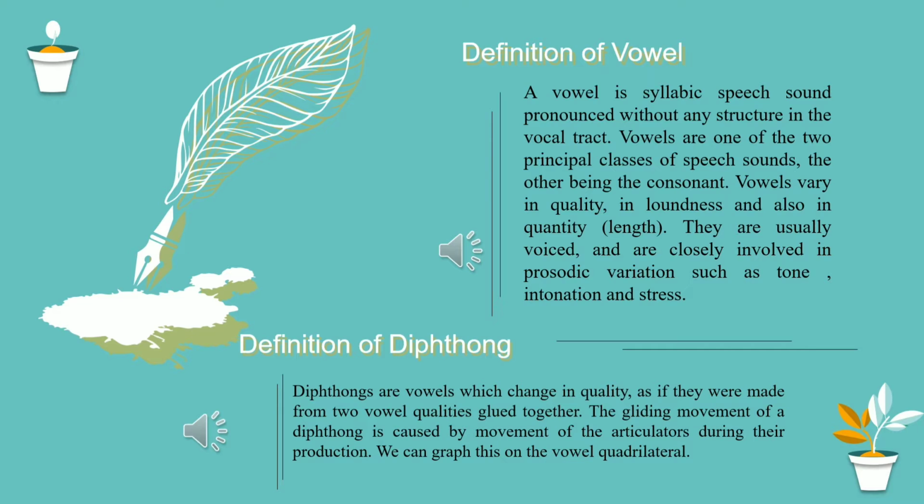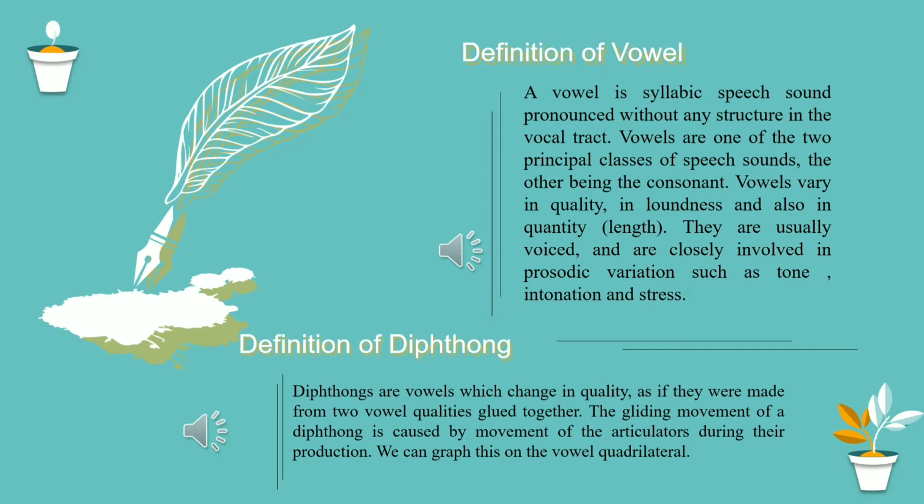Definition of vowel. A vowel is a syllabic speech sound pronounced without any constriction in the vocal tract. Vowels are one of the two principal classes of speech sounds, the other being the consonant. Vowels vary in quality, in loudness, and also in length. They are usually voiced and are closely involved in prosodic variation such as tone, intonation, and stress.